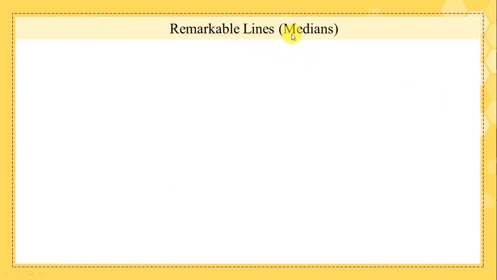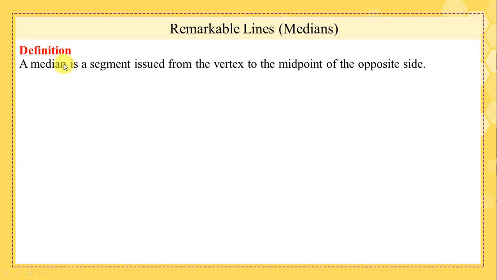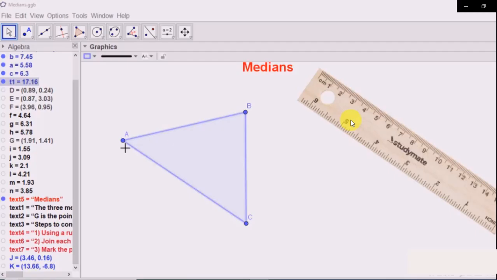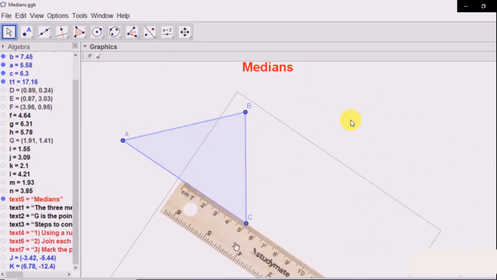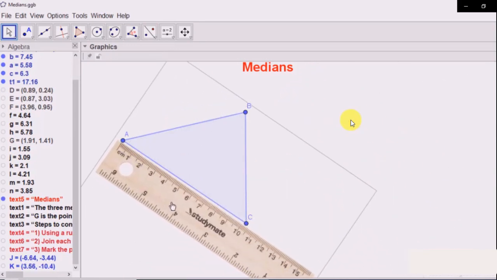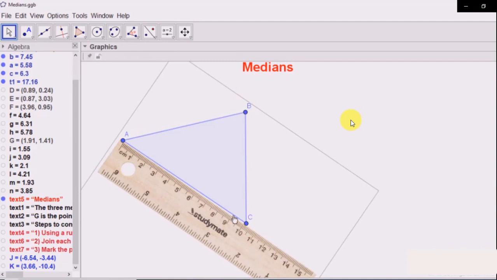Remarkable lines, medians. The first remarkable line is the median. Definition: a median is a segment issued from the vertex to the midpoint of the opposite side. Example: we have triangle ABC. We mark the midpoint of the first side, which is AC. AC is 10 centimeters, so the midpoint of AC is D, at 5 centimeters.